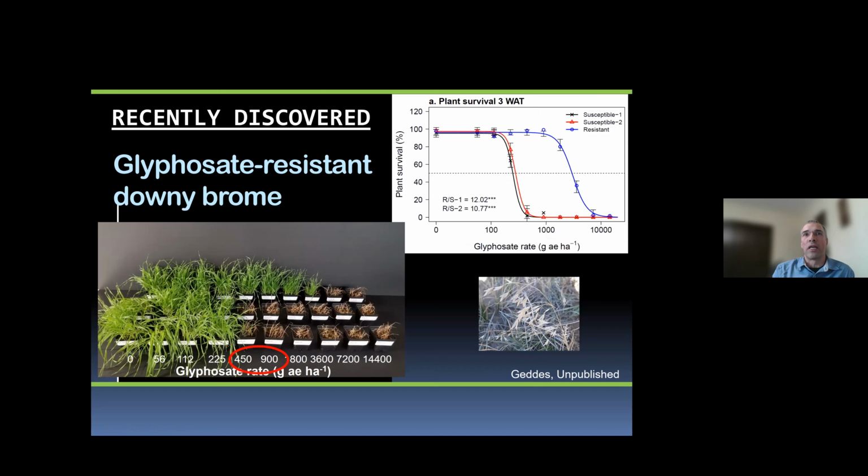But this is the newest find in Western Canada, our first glyphosate-resistant grass. We were always expecting it to be wild oats. Luckily, it's not. It's downy brome. And that was discovered in southern Alberta somewhere. I don't quite know the cropping history, but this population is 10 times more resistant to glyphosate than the susceptible population. So again, it's a potentially serious challenge with respect to managing this weed with glyphosate alone, obviously.